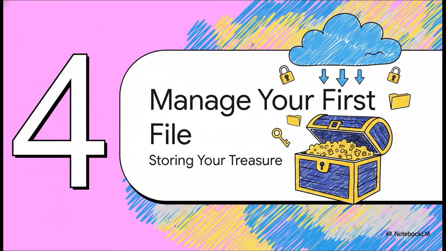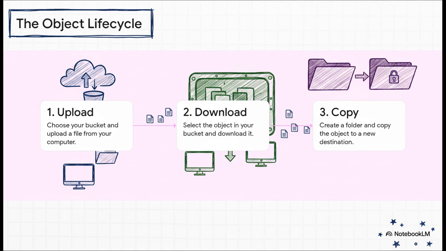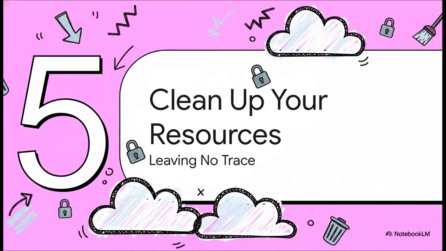So let's go ahead and put some treasure inside by uploading and managing our very first object. Once you're inside your bucket, this part is going to feel totally familiar. You can just grab a file from your computer and hit upload. If you need that file back, you just select it and download it. And if you want to keep things organized, you can create folders and copy things around, just like you do on your desktop. So we did it, we built a vault, we put treasure in it, and we got it back out. We're almost done.